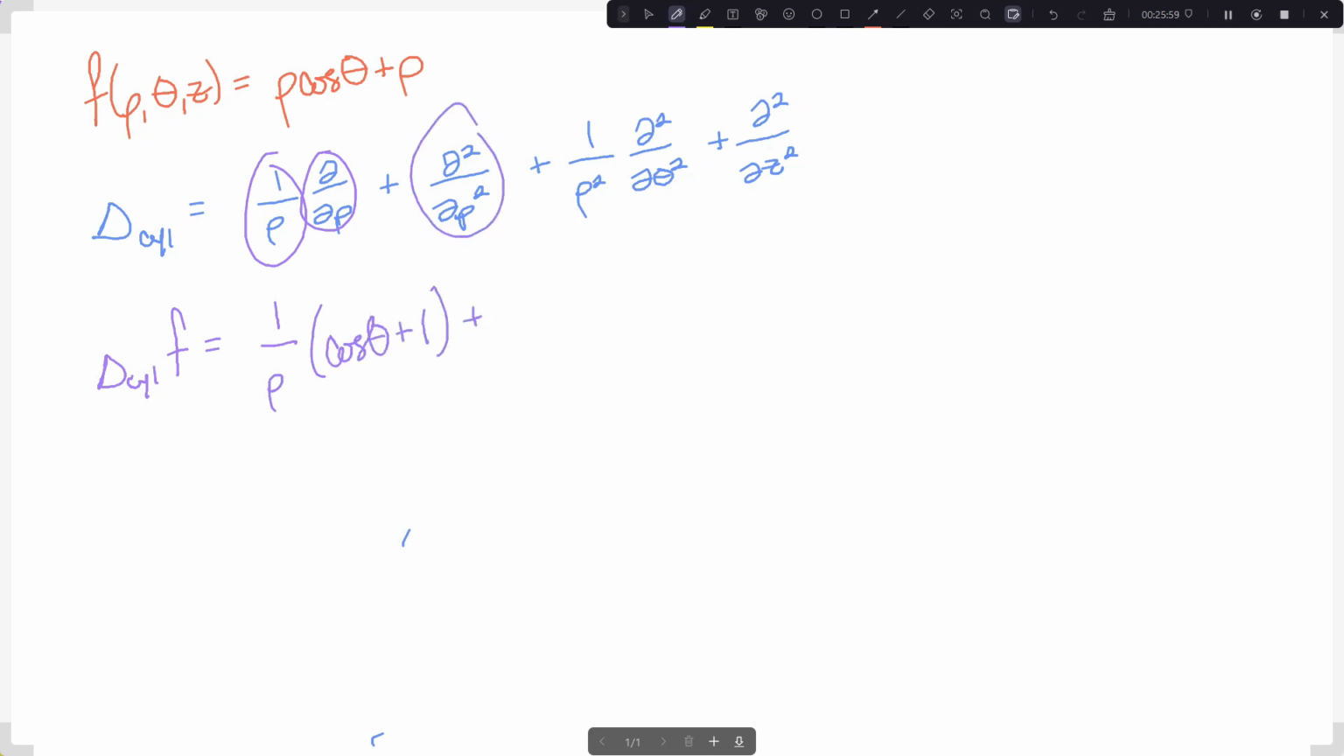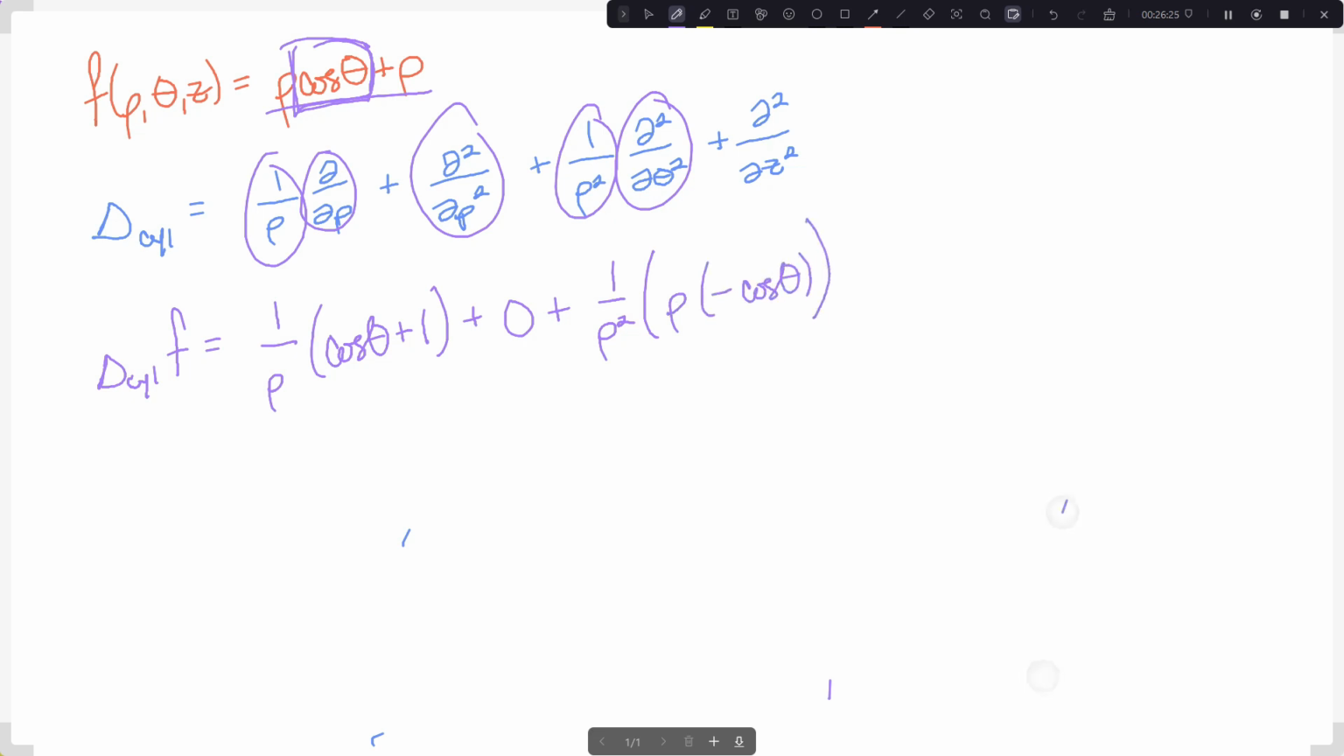I have partial rho squared. Notably, everything is going to go to 0 then. I have 1 over rho squared partial theta squared. That's going to give me 1 over rho squared, and then if I take one partial theta, that goes to minus sine. If I take another partial theta, that goes to minus cosine. So I have rho times minus cosine theta. And finally, partial z squared is 0. If I simplify this out a little bit, here I have negative cosine theta over rho, here I have a positive cosine theta over rho, and because those cancel, all I'm left with is 1 over rho.